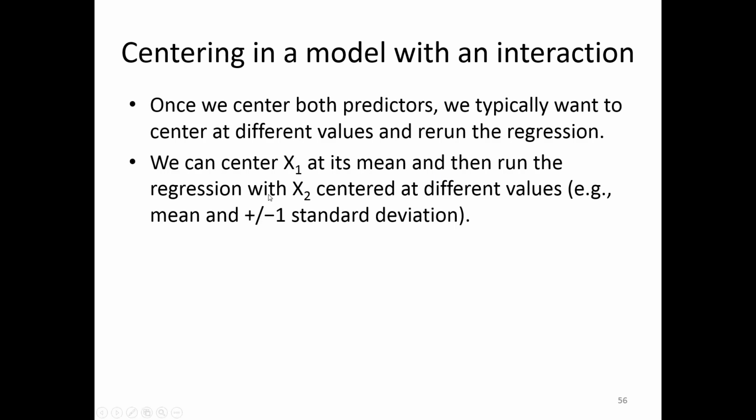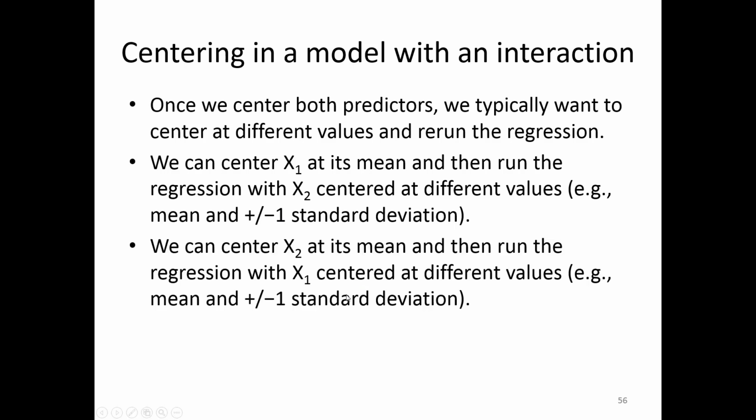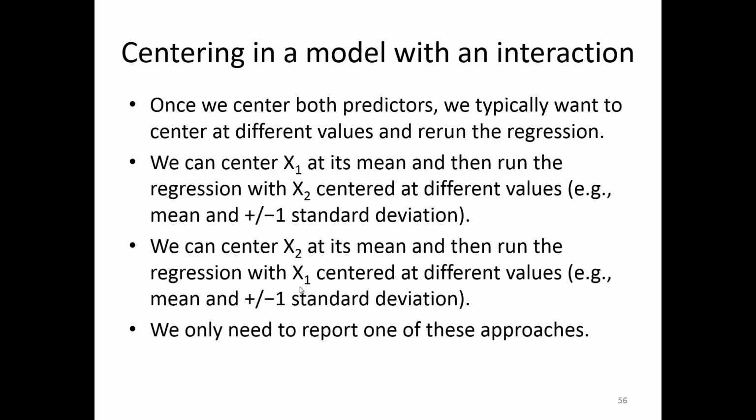So note again, this is 3 separate regressions. The mean is one regression, and then centered at plus 1 standard deviation above the mean, and then 1 standard deviation below the mean is another separate regression. We could also do the opposite case, center x2 at its mean, and then run the regression with x1 centered at different values. Okay, the mean plus and minus 1 standard deviation. And we only need to report one of these approaches.